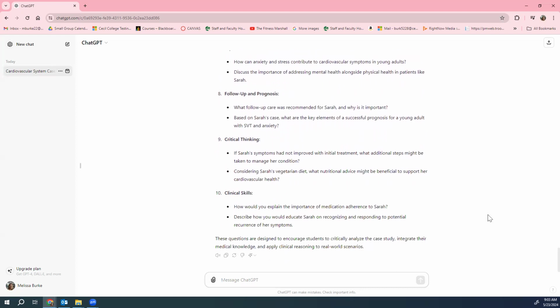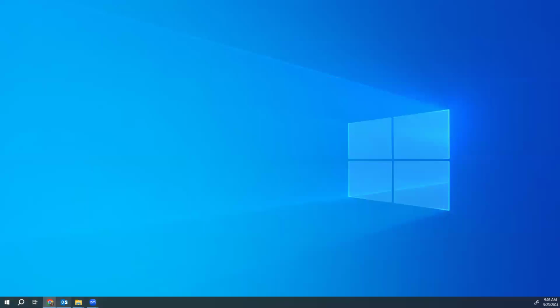And so this is how we use ChatGPT. Over here on the left, it's actually going to keep that information for you. So you have some choices: you can share it out, you can rename it, you can delete it, and you can also archive it. So that is our ChatGPT demonstration.